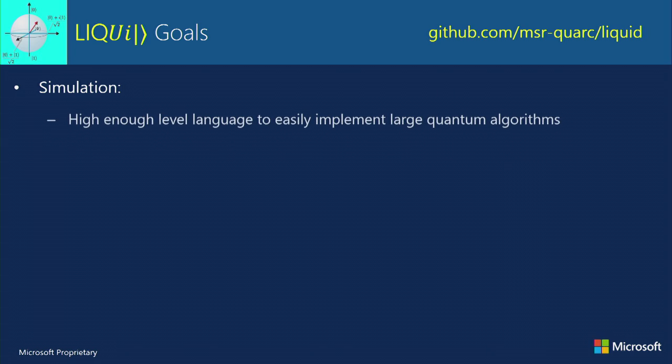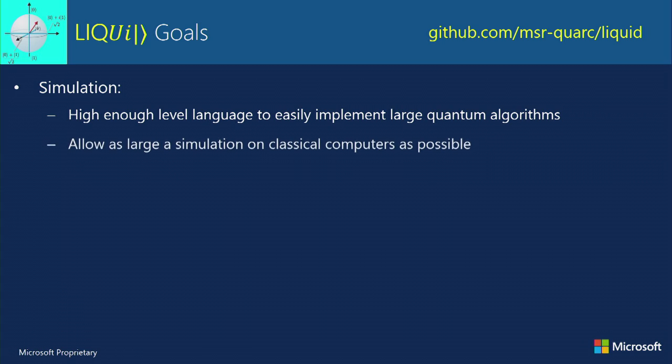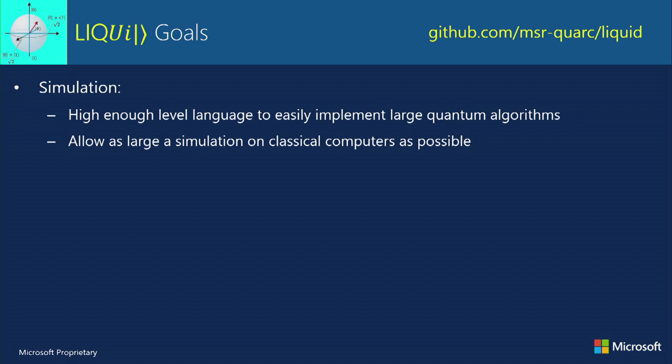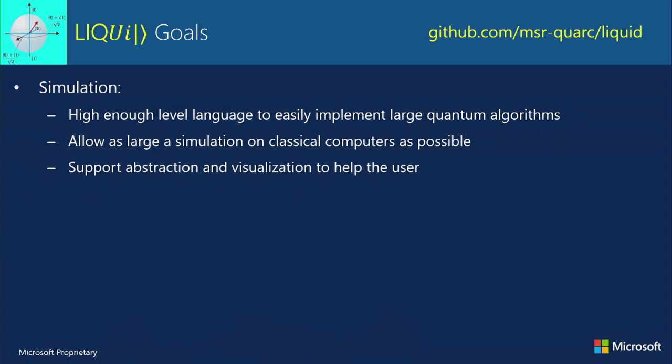You can go there and grab the whole thing, and we'll give you the details about it at the end of the talk. The simulator itself had to be a high enough level language to easily implement large quantum algorithms. We've done some very large ones, you'll see. Allow as large a simulation as possible on a classical machine. This means being really smart about the linear algebra that you have to do, that matrix vector multiply that's at the core of everything. Support abstraction visualization.